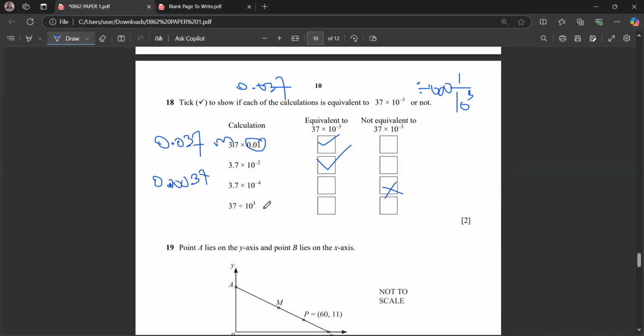37 divided by 10 raised to 3. That I have already said in the beginning, right? 37 into 10 raised to minus 3 means it is being multiplied by 1 by 10 raised to 3, which is 1 by 1000, which is equivalent to dividing it by 1000. So, yes, equivalent.